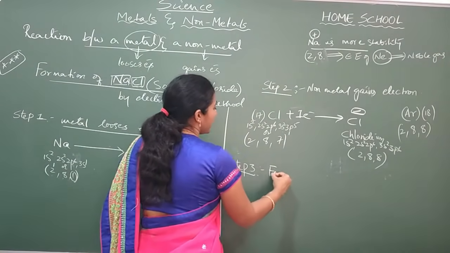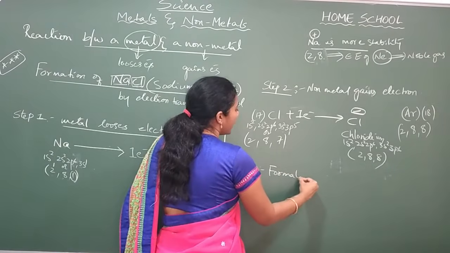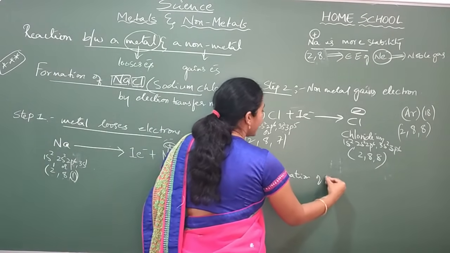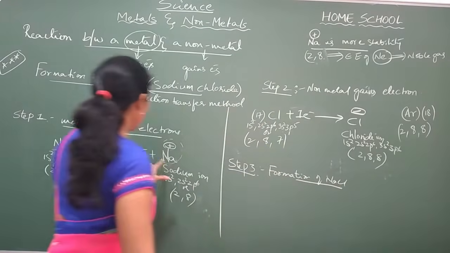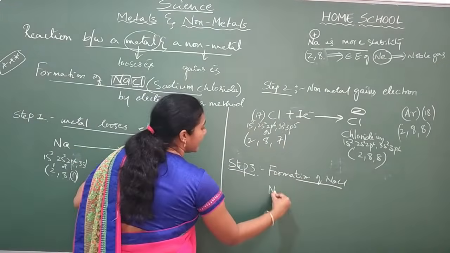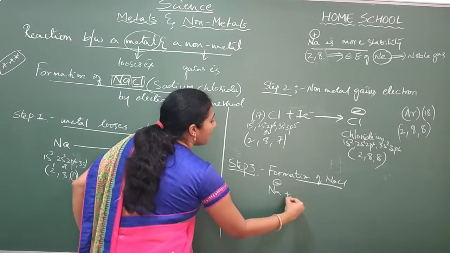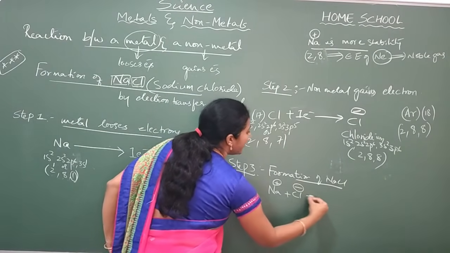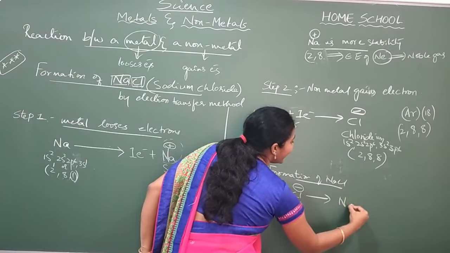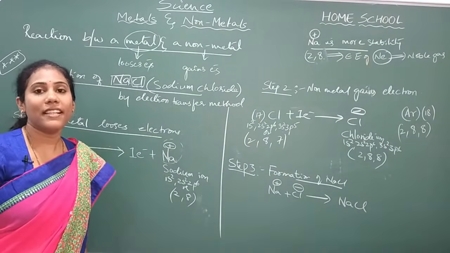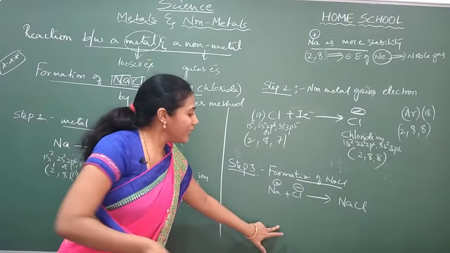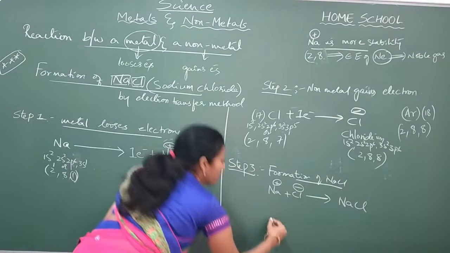Formation of NaCl. Okay, what is happening? Na plus combines with Cl minus, and you will get NaCl. Okay, this can be shown in another way also.